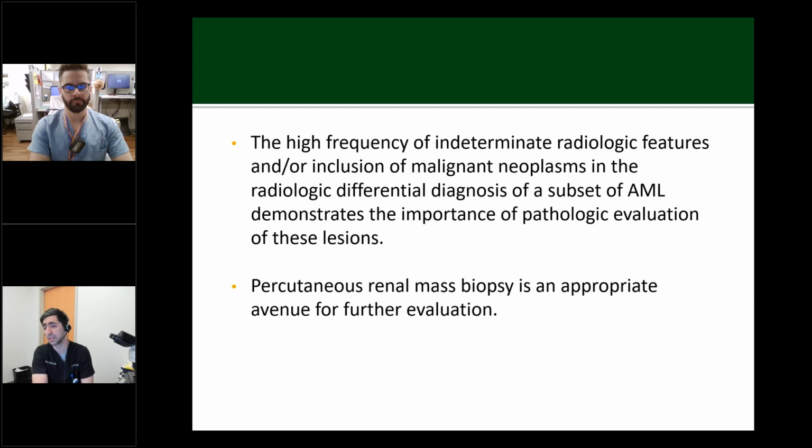The high frequency of indeterminate radiological features discussed in these cases, and the inclusion of these malignant neoplasms in the differential diagnosis, underscore the importance of pathologic evaluation for definitive characterization before making further clinical decisions. In cases where malignancy is suspected or cannot be excluded based on imaging, percutaneous renal mass biopsy is an appropriate approach for further evaluation.